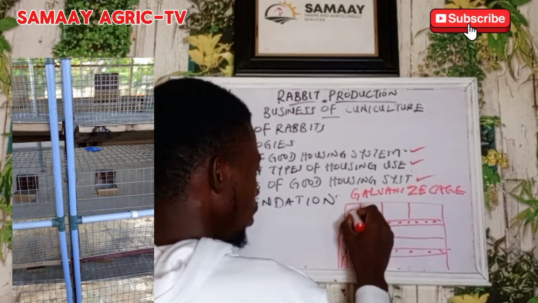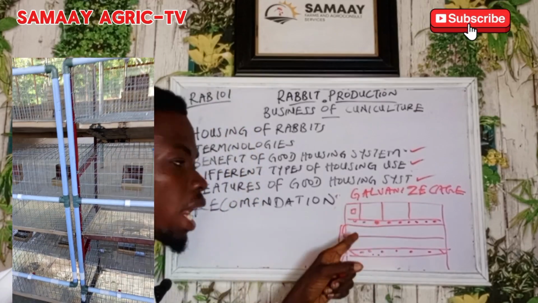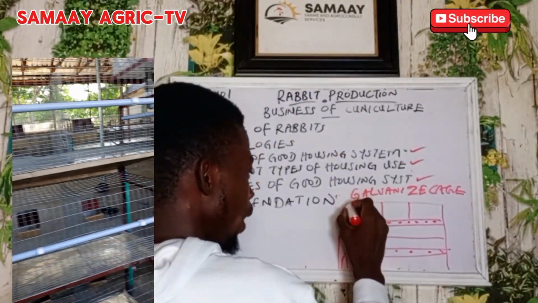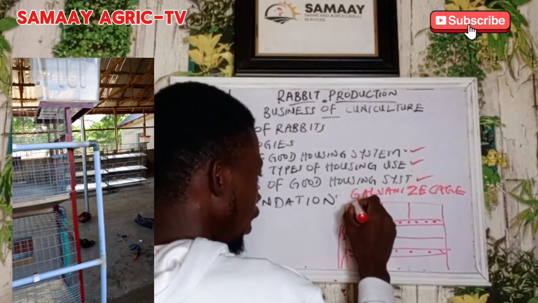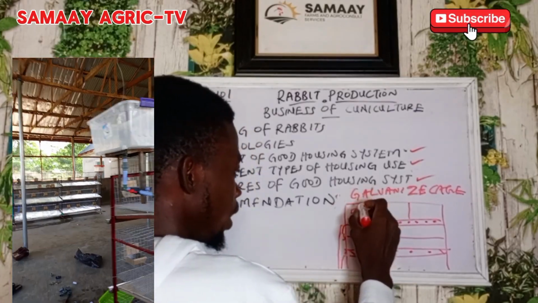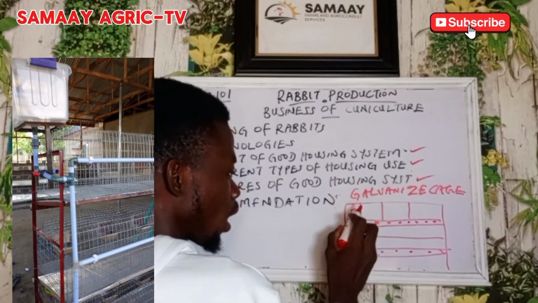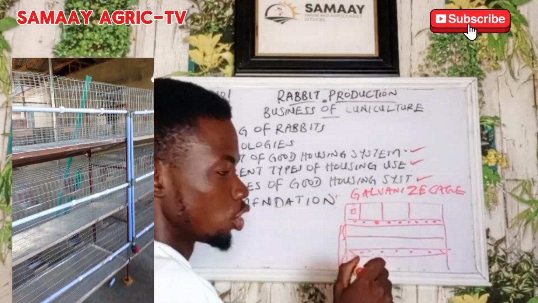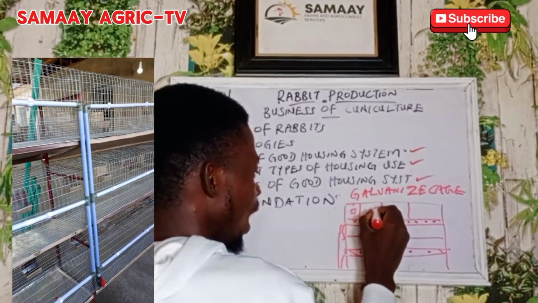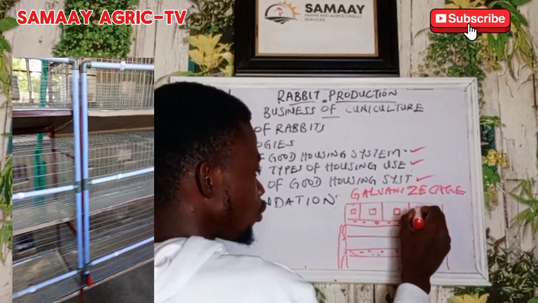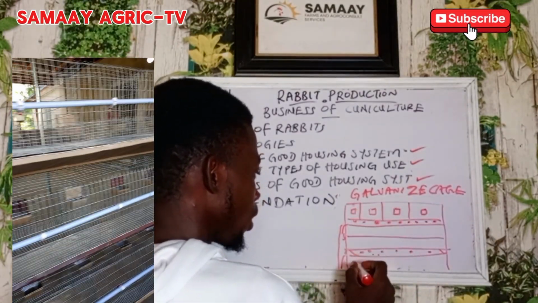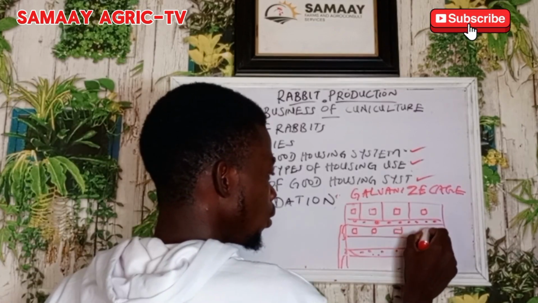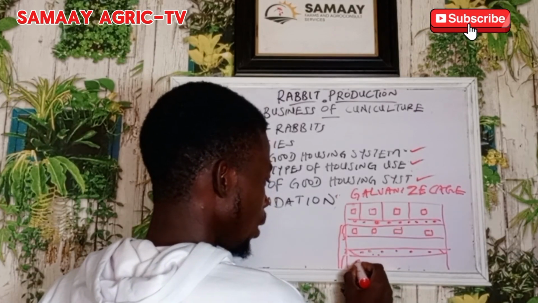So the rabbit cage comes with a feeder at this side, and there's also an automatic way of drinking water. A nipple clip is here for the rabbit to be able to drink water and also eat from that same cage simultaneously. So it provides comfort, and it's very easy for a farmer to manage their rabbits in this form of housing system.